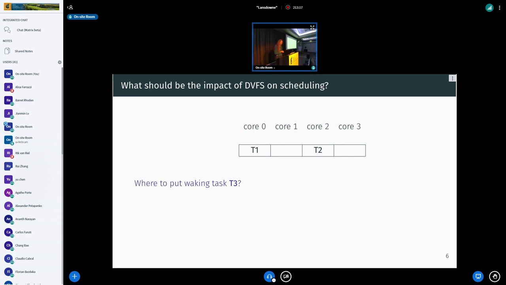Then we can think about DVFS and how it relates to scheduling. We have the same setup we had before: four cores, two of them occupied, and a new task, T3, that shows up. We can ask ourselves, on what core should we put T3? Based on the information available, we have the same answer. Two of those cores are empty, and so those cores would be a good choice.